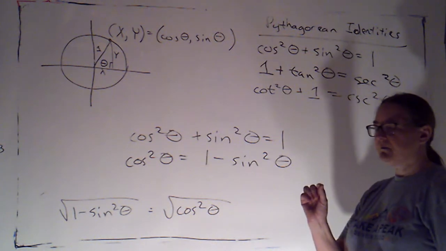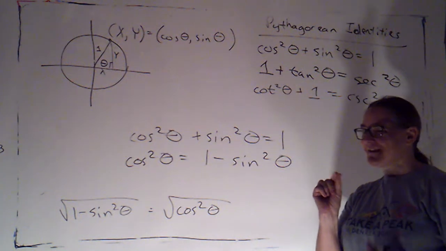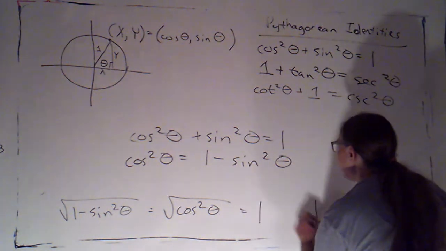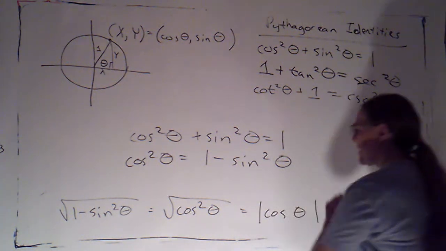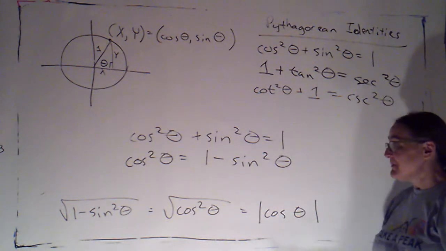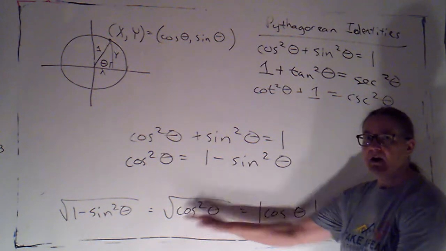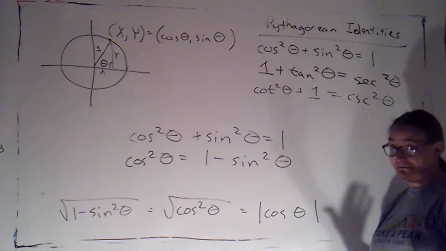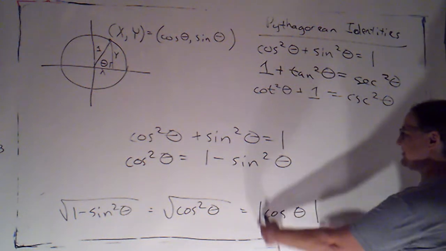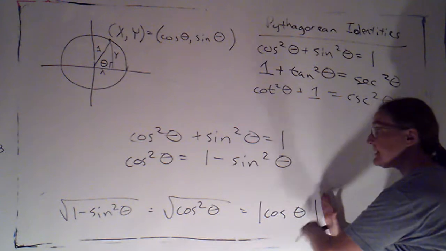Take a moment. Be very careful. I'm guessing some of you are going to get this wrong. It's the absolute value of cosine of theta. Don't forget that absolute value, because the square root of something can never be negative. But I know that cosine of theta is often a negative value, so that absolute value is very, very important. But it allowed me to simplify it.